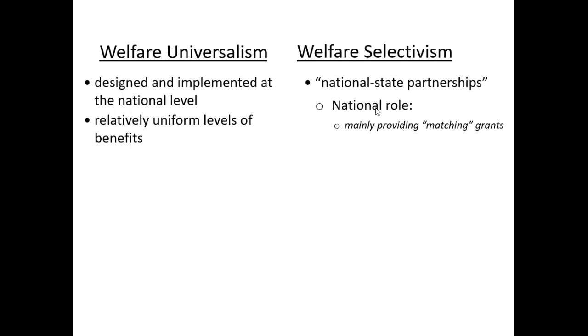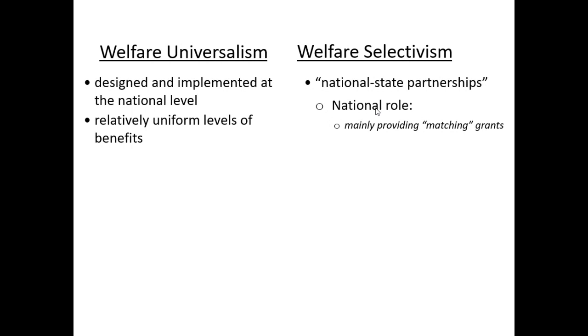Most of these programs, like Aid to Families with Dependent Children in the 1930s, food stamps in the 1960s, Medicaid in the 1960s, CHIP more recently, I think the 1980s, right? These were set up as categorical grant programs initially, where the federal government gave money to the states for the purposes of implementing this specific program, AFDC, or this specific program, food stamps, or this specific program, Medicaid, right?